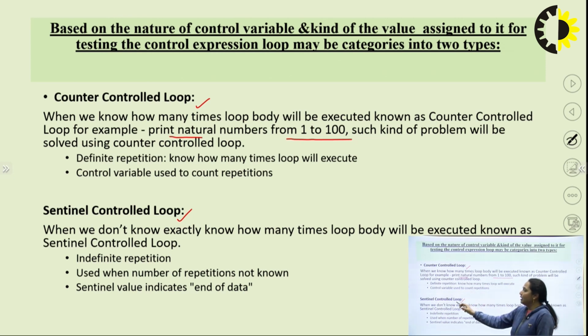But what is a sentinel control loop? A sentinel control loop is one in which I cannot count how many times the loop is going to be executed. For example, if I say if n is true, now n can be true for many different values, so there can be indefinite repetitions. I cannot calculate what the value of n is. n can be true for n different values, and that is not countable. So when I cannot count how many times the loop is going to be executed, that is a sentinel control loop.